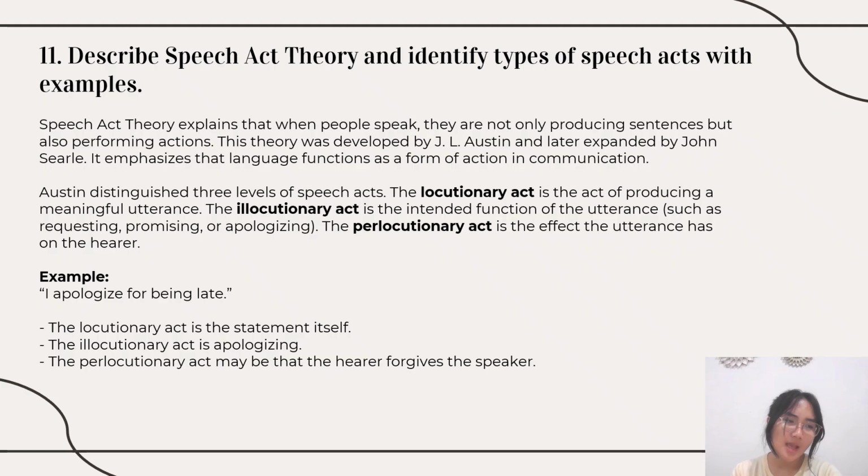An example is, I apologize for being late. The locutionary act is the statement itself, and the illocutionary act is apologizing. And the perlocutionary act, it may be that the hearer forgives the speaker.